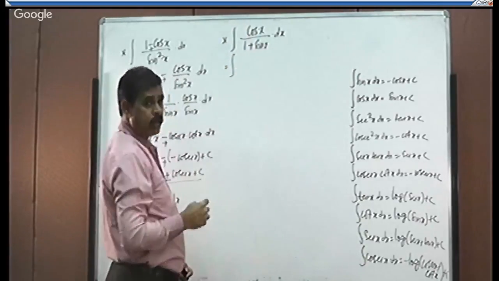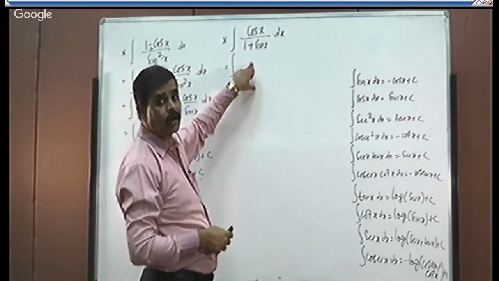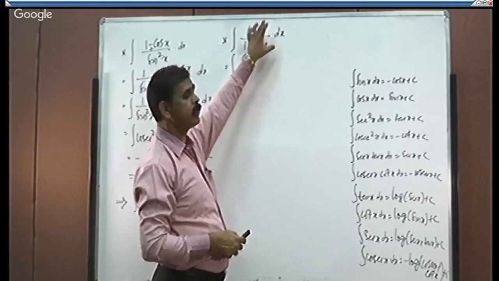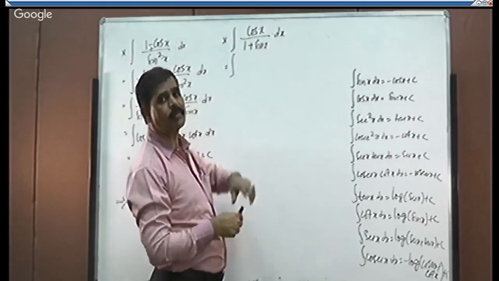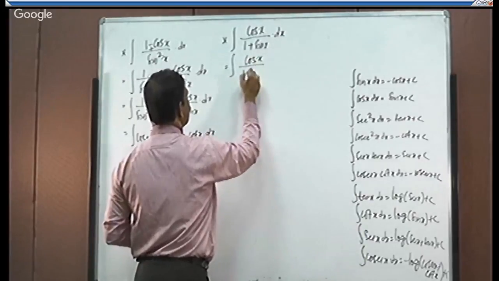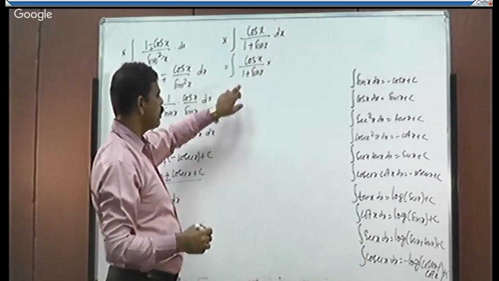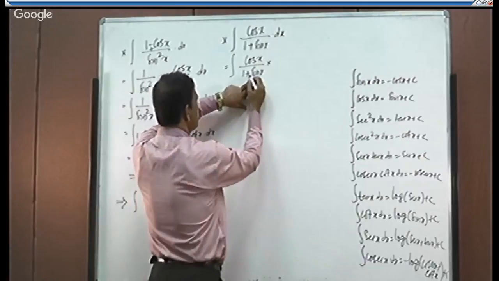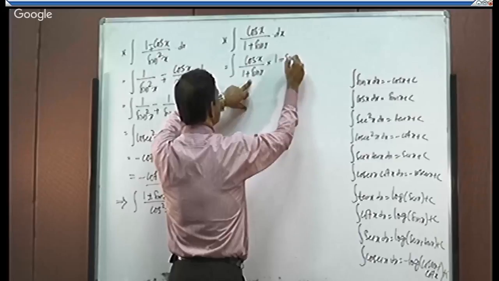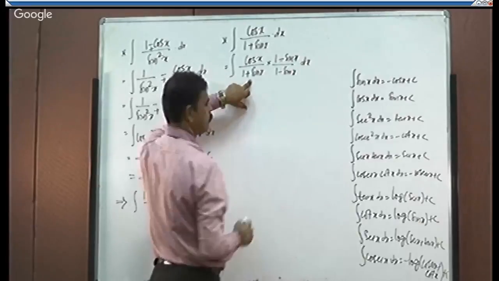To make this integrable, we need to rationalize the denominator. If it is multiplied with 1 minus sin x by 1 minus sin x, then it will become rationalized, right? Take the given term, cos x by 1 plus sin x, in the denominator. The denominator is to be rationalized. This is 1 minus sin x. It becomes what? 1 minus sin x divided by 1 minus sin x into dx.